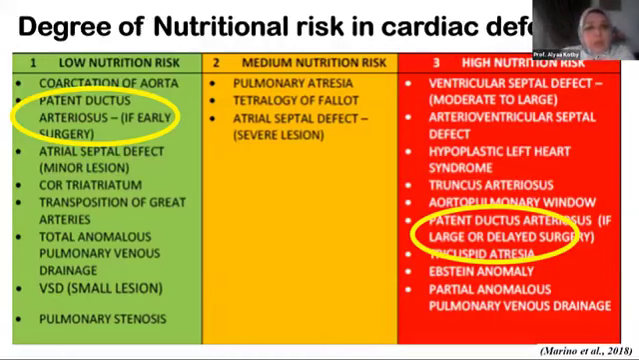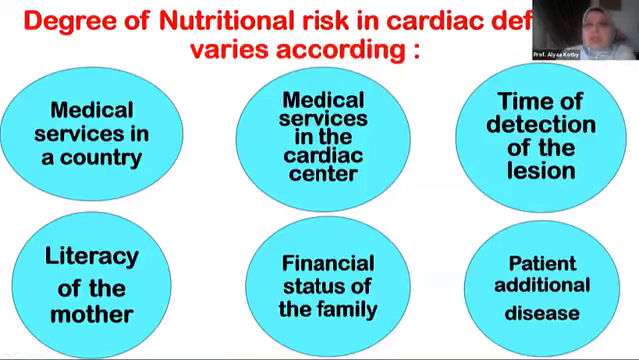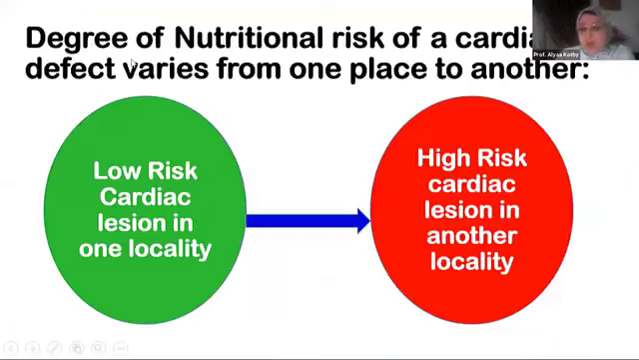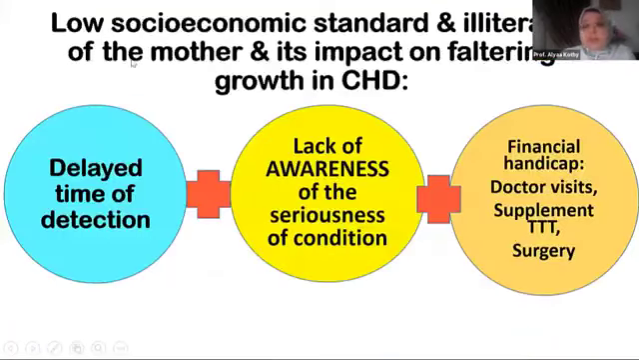Now, if we look closely, we find that some of the lesions like coarctation of the aorta, total anomalous pulmonary venous drainage are put in the low risk here. But not in all areas, not in all countries, it is a low nutrition risk lesion. Sometimes it is a high nutrition risk lesion. So what are the causes of variability?